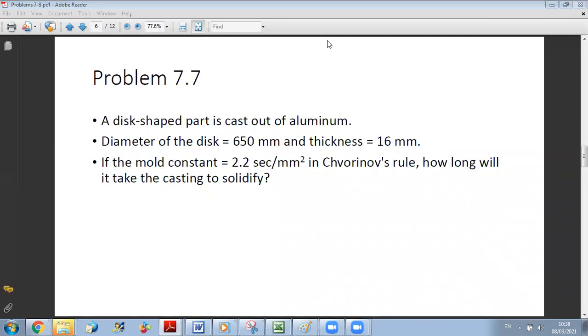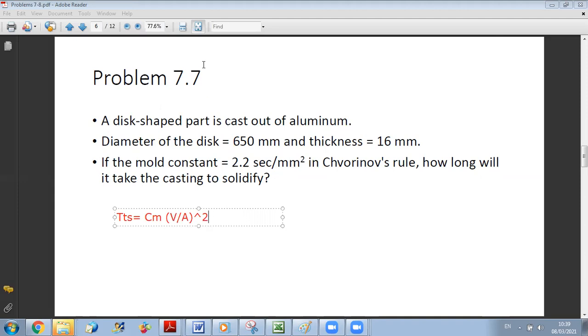If you remember, the solidification time can be calculated as T total solidification equal to the mold constant times (V over A) squared. Now, V is the total volume and A is the lateral area. So now I should pay attention to units. Since the mold constant is given in seconds per millimeter square, the dimensions should be in millimeters. Here they are already in millimeters, so I don't have to do any conversion. Now, I should find V and A.